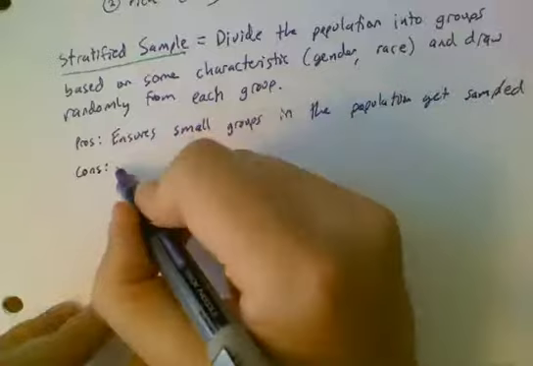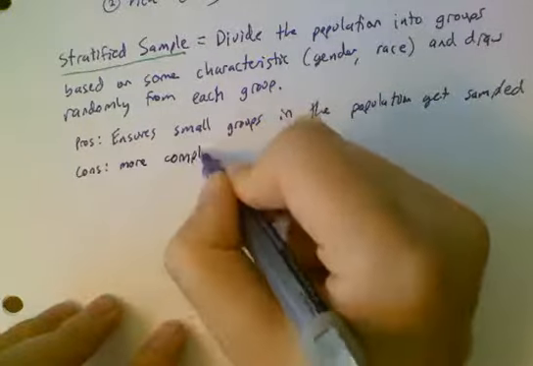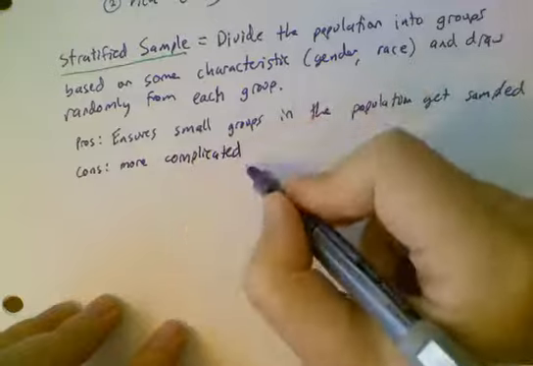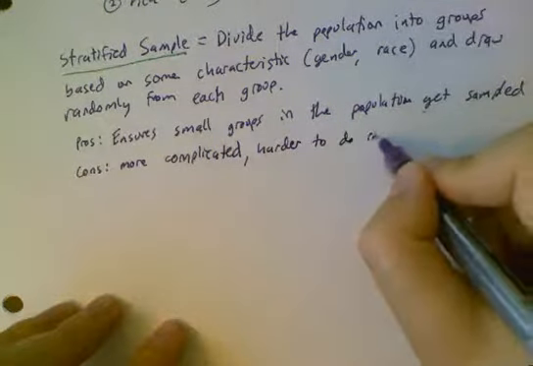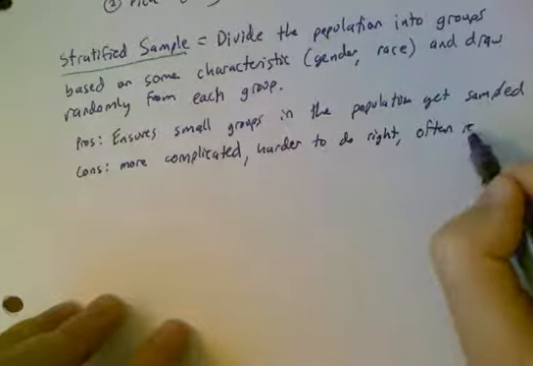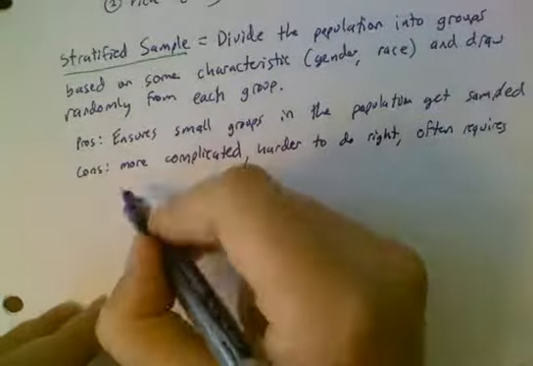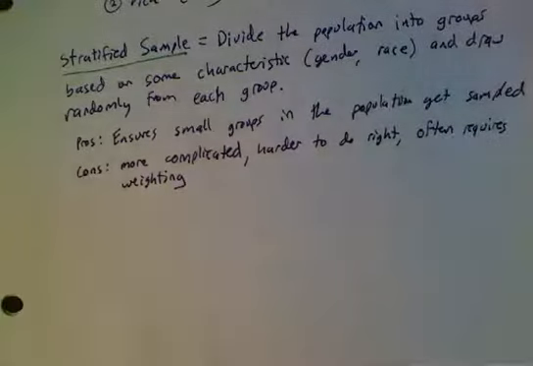But on the downside, it's more complicated, harder to do right, and often requires weighting. What weighting is, it just means that you weight the responses of the people in the larger group more heavily than the responses of the people in the smaller group because there are fewer people in the smaller group.